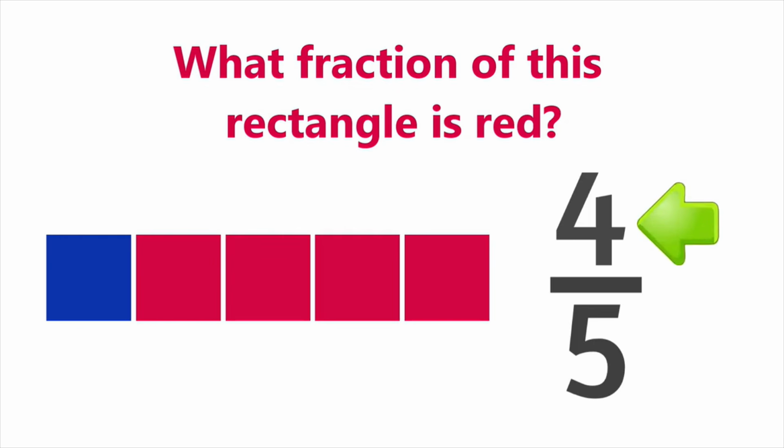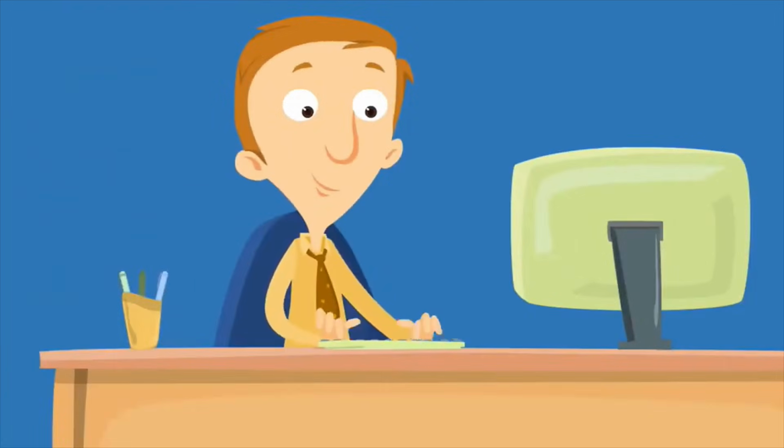Awesome! The numerator shows us how many of the parts are red. 4 of the pieces are red. The denominator shows us how many total parts the rectangle is split into. The rectangle is split into 5 equal parts. 4 out of 5 parts are red. That means 4/5 of the rectangle is red. Wonderful job. All right, here is the last one.